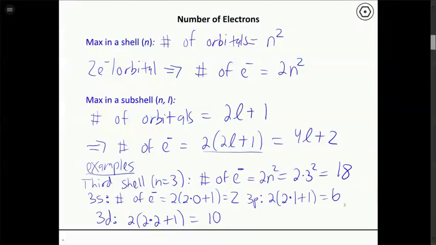So when you have the third shell, the maximum number of electrons is 18. Out of those 18 electrons, 2 of them go into 3s, 6 of them go into 3p, 10 go into 3d, the sum of those still being 18.